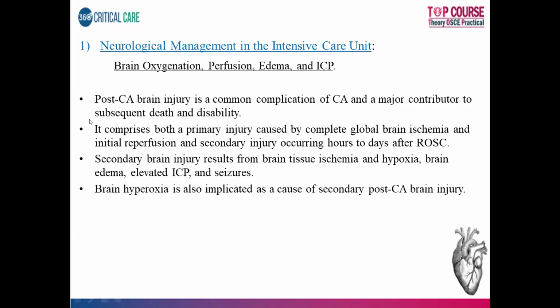Post-cardiac arrest brain injury is a common complication and is a major contributor to subsequent death and disability, right? We have seen many patients post-cardiac arrest going into hypoxic brain injury. This injury comprises both the primary injury, which is caused by complete global brain ischemia and initial reperfusion, and the secondary injuries which we might give to the patients, like hypoxia, raised ICP or seizures. Also, brain hyperoxia is implicated as a secondary brain injury. So you need to maintain normoxia.